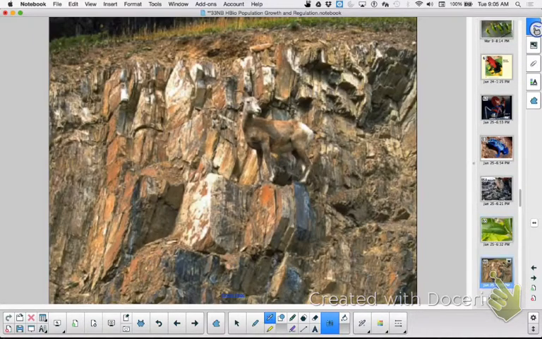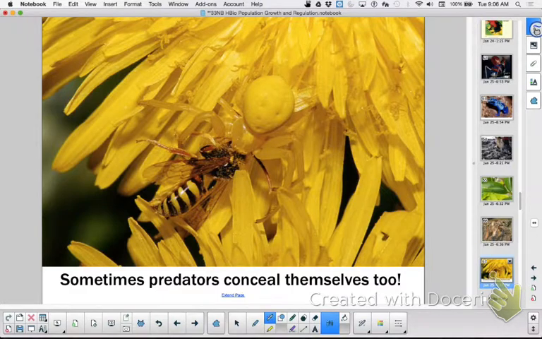Take a look here. Okay, so you see the goat right here. Here's legs. Okay, so he again matches his rocks so well. And why? Because those that blended in the best were the ones that survived and reproduced and had the most offspring. Okay, when you look here, can you see the bee? Yes. But do you see the spider? Yes.